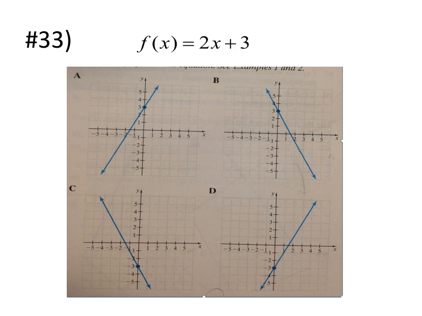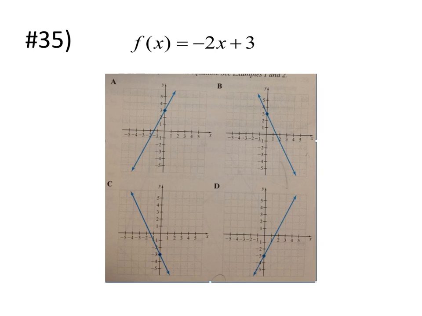Okay, so for number 33, they want you to match the equation to the graph. So you have f of x equals 2x plus 3. Remember, f of x is just like saying y equals 2x plus 3. So your y-intercept is 3. So we've got 3, 3. So you can eliminate here and here. And then your slope is 2. So you're going to go up 2 and over 1. So up 2 over 1, so this graph works. And then up 2 and over 1, this one does not. So your only possible choice here is A. So your answer is A.